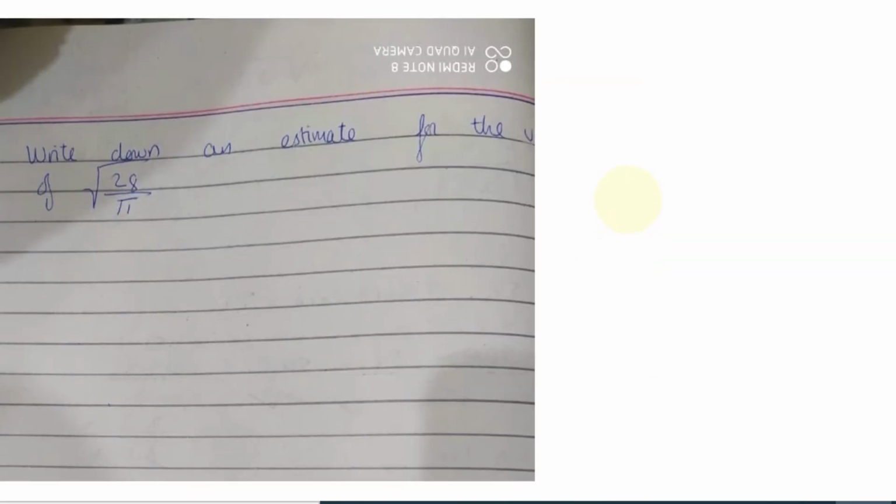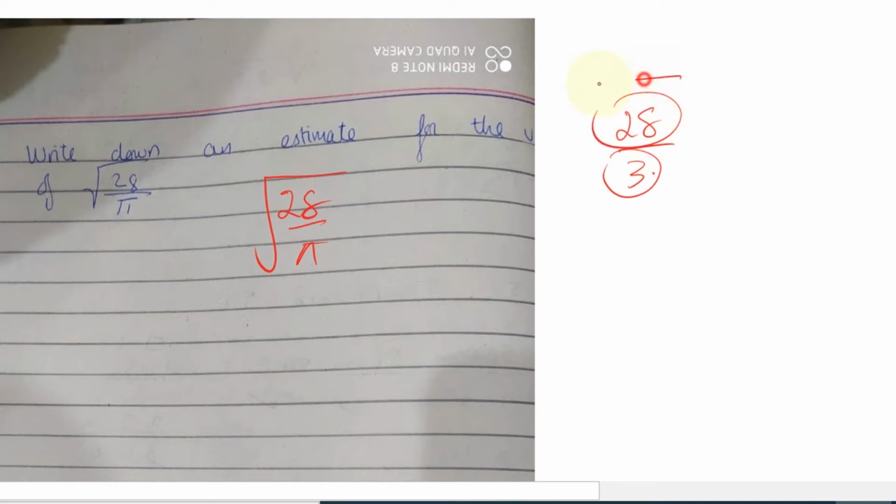Write down an estimate for the square root of 28 over pi. Estimate means you don't need to give the exact value. Pi is approximately 3.142, approximately 3 in the denominator, and this is 28. Since there is a square root, we need appropriate rounding. That is 27 over 3. That would be the proper thing which we should take. It is an approximation because you have to do it mentally.